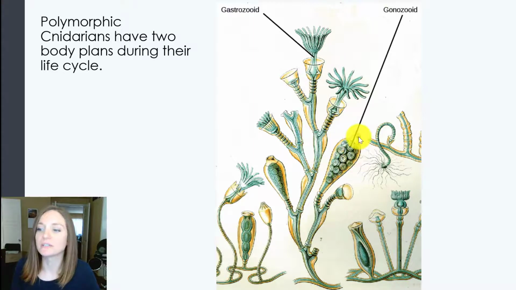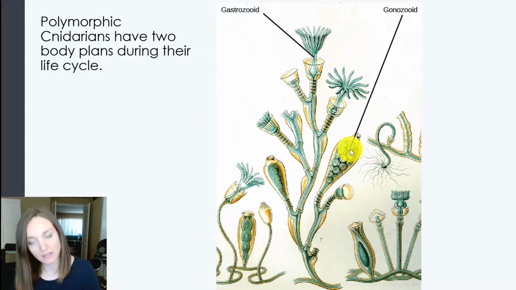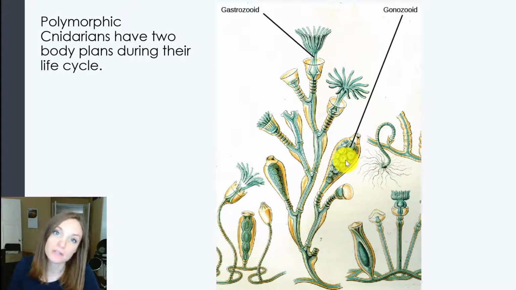And then the gonozoids, these are the reproductive polyps. And what we see in here, with those weird button-looking things, those are medusa that are forming. So the gonozoid goes through mitosis to make these medusa. The medusa are going to swim away, kind of like little jellyfish-like things. And the medusas are the ones that are going to be going through sexual reproduction, producing gametes through meiosis.